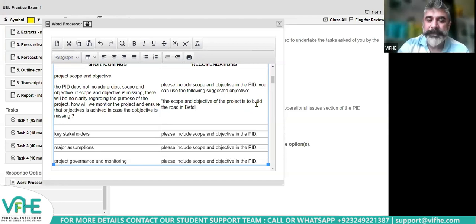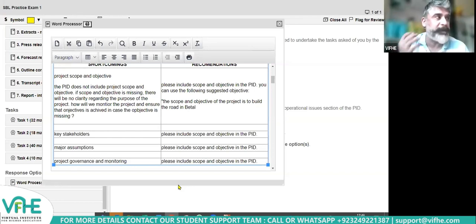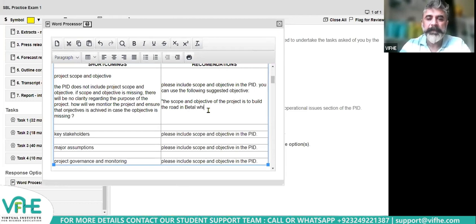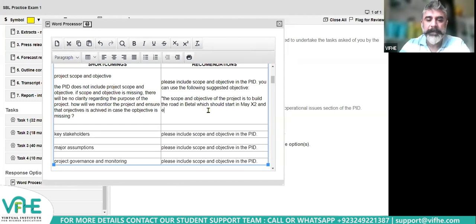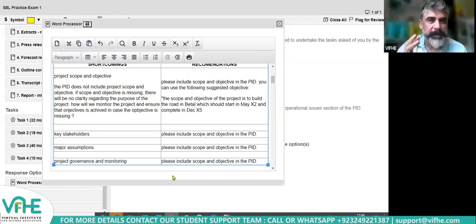Is there any timeline? Because an objective has to be SMART: specific, measurable, time-bound. What is the ending date or starting date? Correct? Is there a budget? Is there a cost? Is there a maximum budget or cost? 19 billion? Where did you get that from?